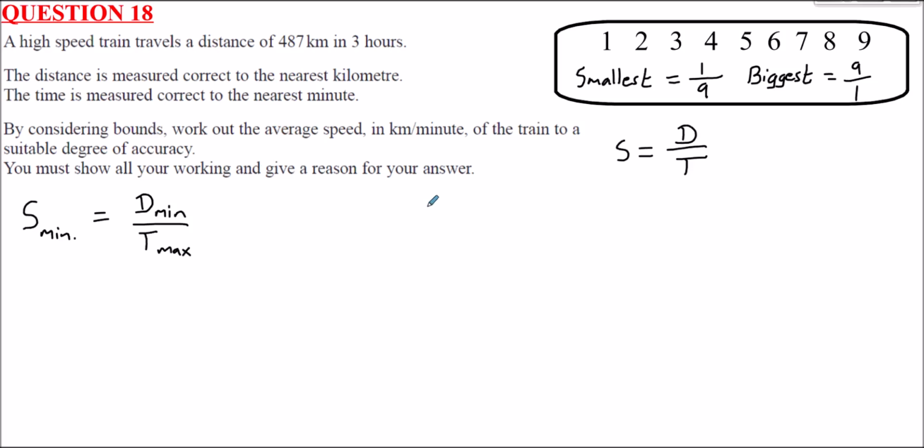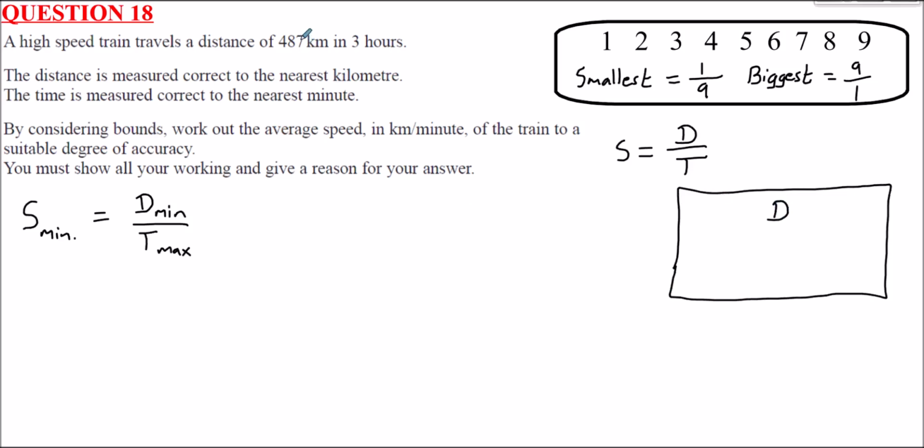So how are we going to do this? Well, we need to think about what we're talking about, which I've sort of skipped past. Okay, distance, we want the units, by the way, to be measured in kilometres per minute. So let's just put this to one side and think about what the boundaries are. So the distance is 487. That's been rounded to the nearest kilometre.